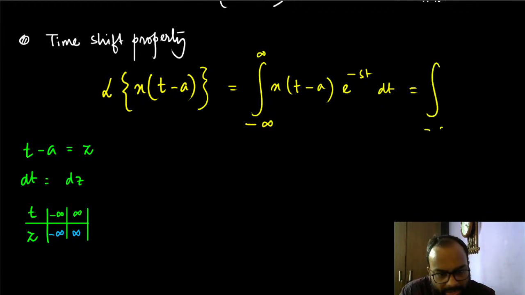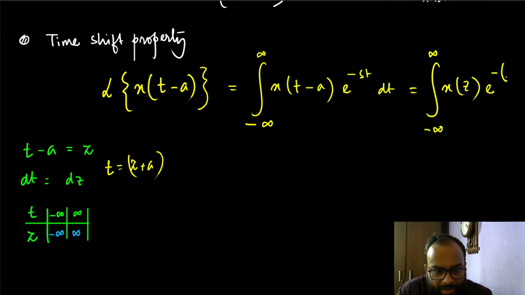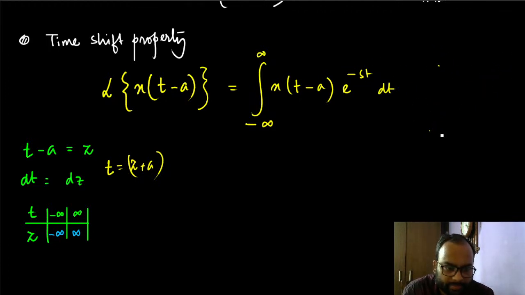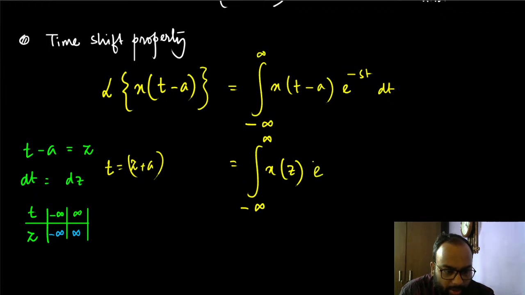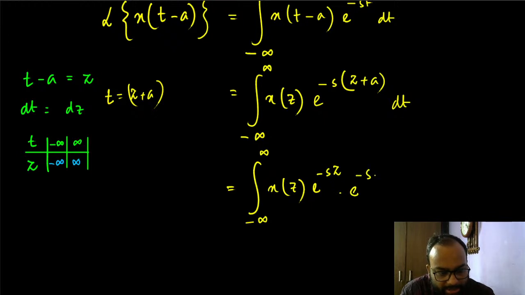So this becomes the integral from minus infinity to plus infinity, the limits did not change, and this becomes x(z), and e to the power minus s, now instead of t I have to write z plus a. So x(z) e to the power minus s(z plus a) dt. Then we can split this exponential: x(z) times e to the power minus sz times e to the power minus sa dt.